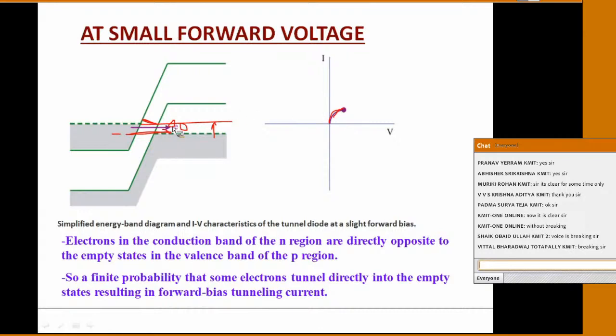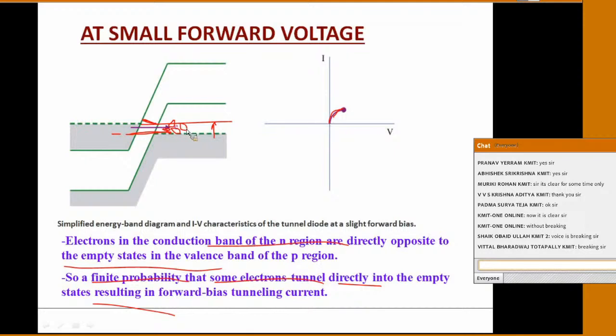These electrons tunneled from the N region; they did not diffuse. When will diffusion occur? Only at more than the barrier potential. But I have not applied the barrier potential, only a very small forward voltage. For the small forward voltage, electrons in the conduction band of the N region are directly opposite to the empty states in the valence band of the P region. So there is a finite probability that some electrons tunnel directly into the empty states, resulting in forward bias tunneling current.